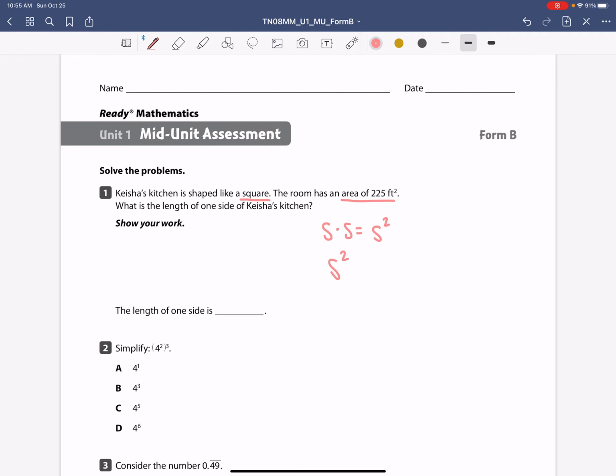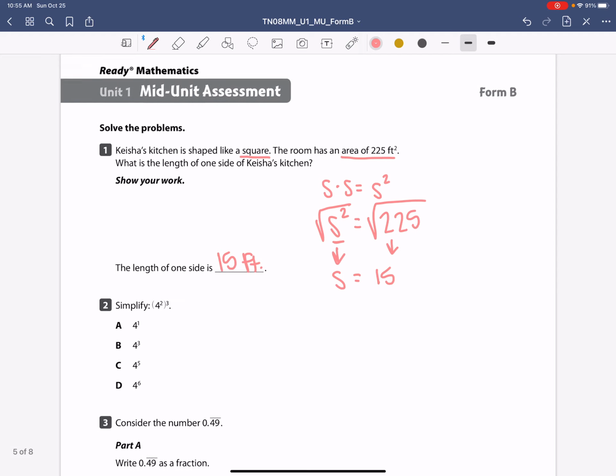We want to find the length of just one side, so we'll take the square root of both sides because the square root is the inverse of squaring a number, which is where we squared our s, the length of the side. So the square root of s squared is s, and the square root of 225 is 15. So the length of one side is 15 feet. And we move on to number 2.